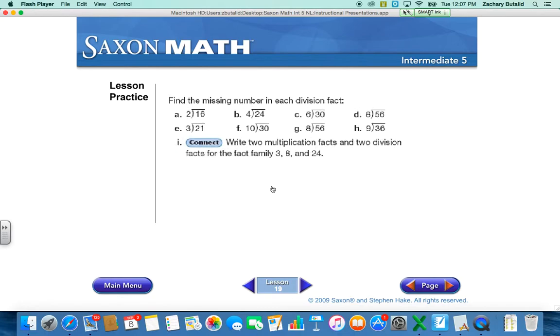So on your lesson practice for A through H, just find the missing number. Remember, what times this number equals the middle number on the inside bracket, like a multiplication table. Okay. And then for letter I, write 2 multiplication facts and 2 division facts for this fact family. We're going to have more practice during the written practice portion when you come into class, but make sure that you guys get all this stuff down. If you have any questions, make sure you write those questions on the back of your sheet, and we'll see you in class.